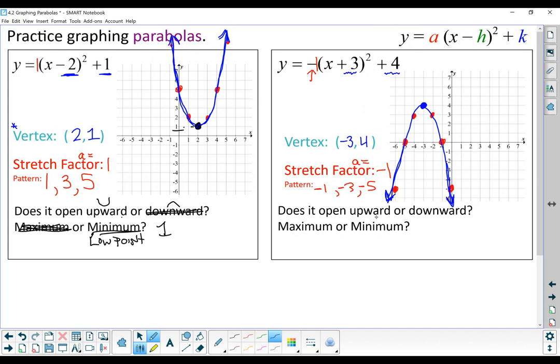So this time the parabola opens downward. And when it opens downward, it doesn't have a minimum, it has a maximum or a high point. And in this case, our maximum value is 4. So if you see a positive stretch factor, it's going to open upward. If you see a negative stretch factor, then the parabola is going to open downward.